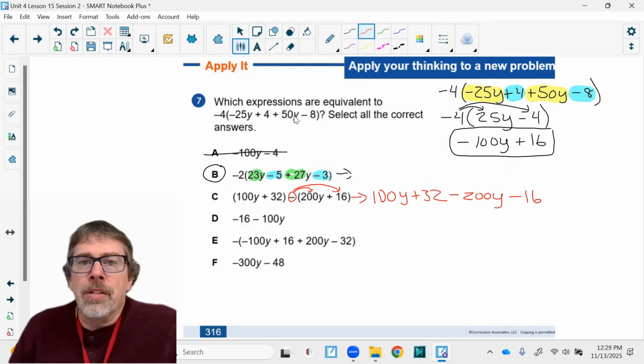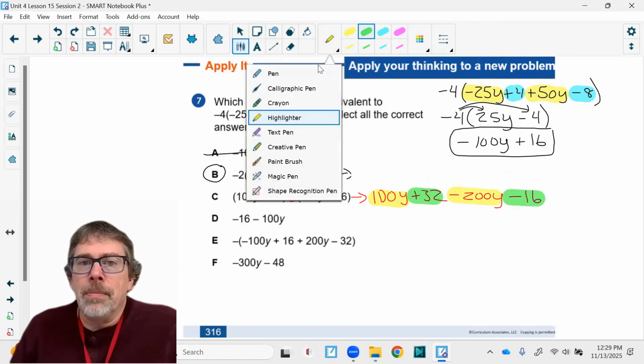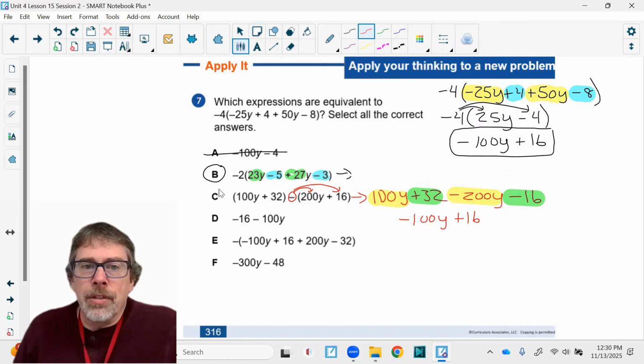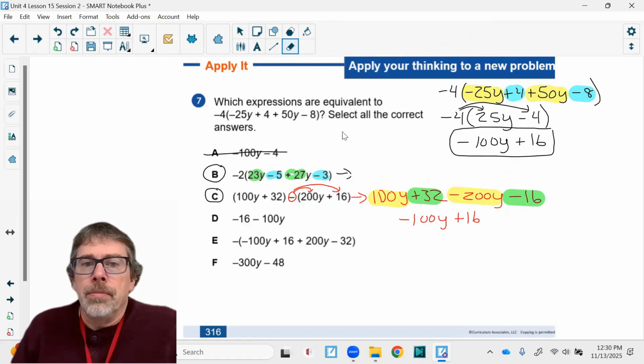Now I can focus on like terms, which is 100y and minus 200y, and plus 32 and minus 16. So 100y minus 200y is negative 100y. 32 minus 16 is a positive 16, and this also matches. So C is a solution. Okay, now let me just erase this for the next problem.